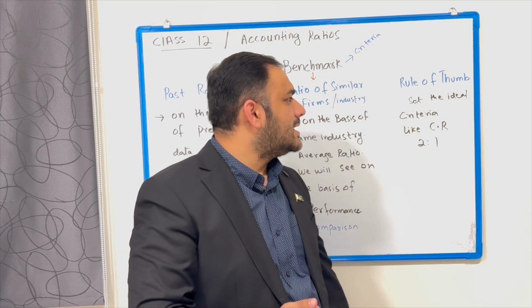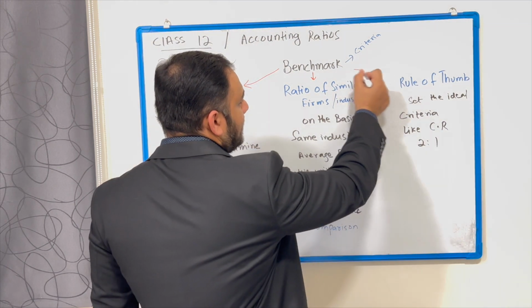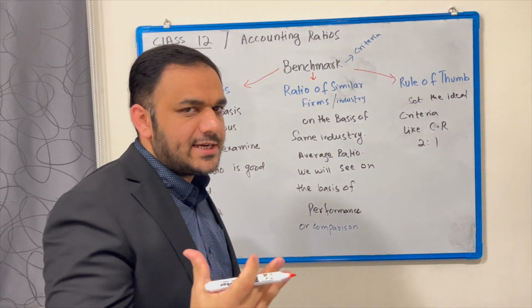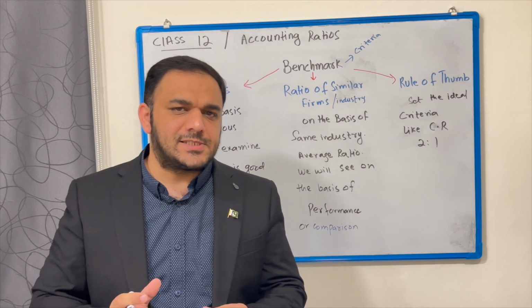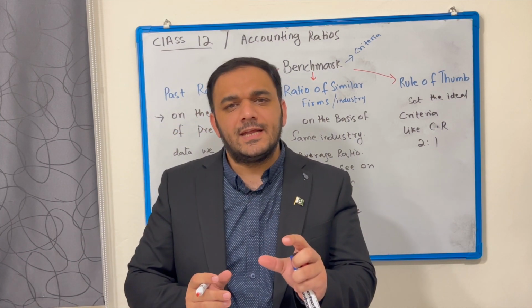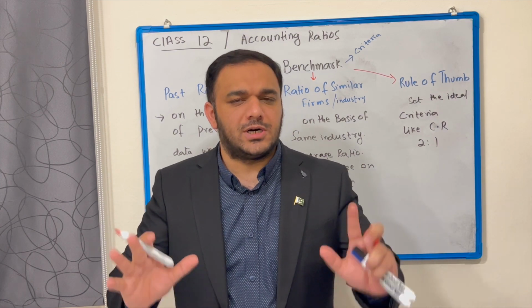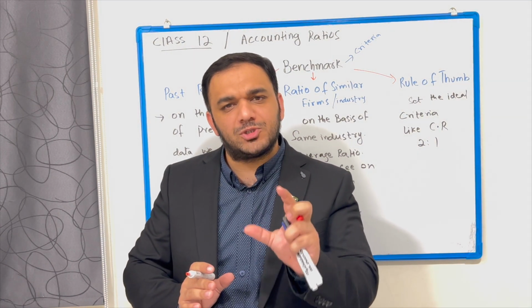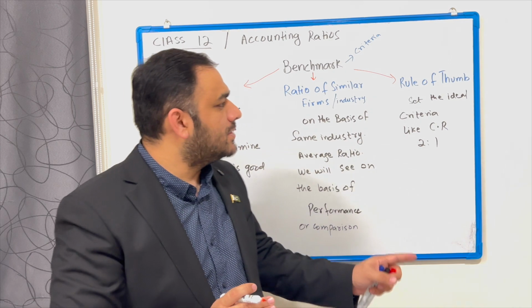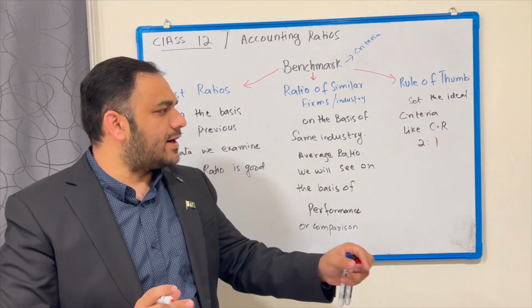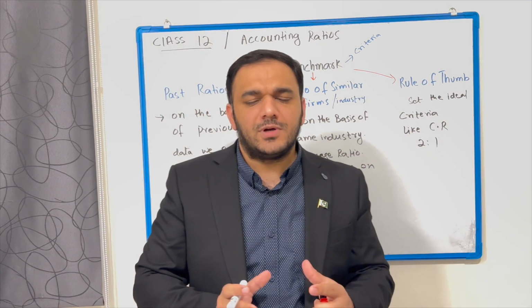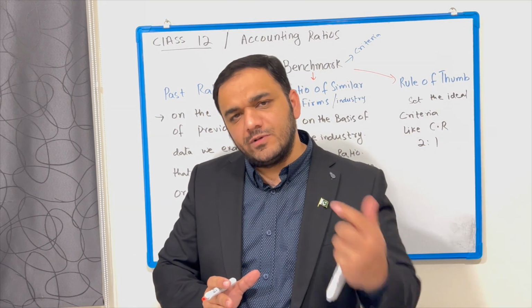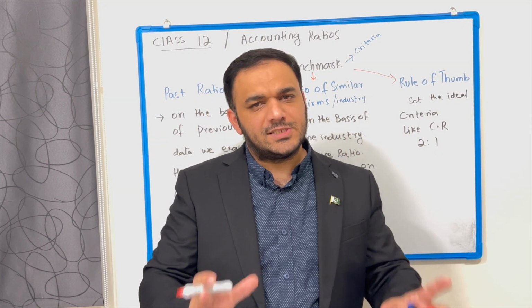Rule of thumb is that you have to set a criteria. You have to set the ideal criteria that this is the minimum. For example, you start a business and say that 1 million is the minimum profit I have to earn every year. So the 1 million which you set is your rule of thumb. Normally, for example, the ideal current ratio is 2:1. So if you have a current ratio of 2:1, you will consider that your business performance is ideal.